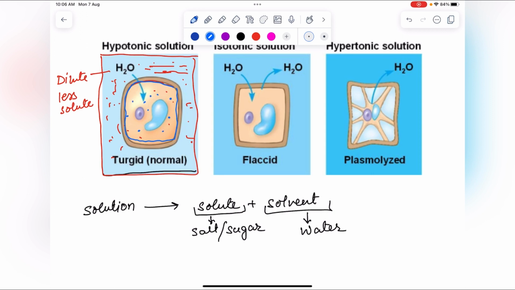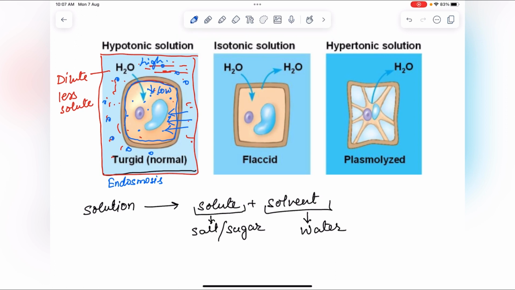I hope you understand. The concentration of water will be more outside than inside the cell. So what will happen? The movement will be from higher concentration to lower concentration. The water will move inside the cell. The cell membrane allows the movement of water, and this phenomenon is called endoosmosis in the hypotonic solution.